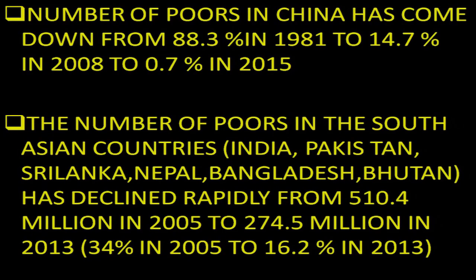Then the number of poor in the South Asian countries like India, Pakistan, Sri Lanka, Nepal, Bangladesh, Bhutan has declined rapidly from 510.4 million in 2005 to 274.5 million in 2013. That is 34% in 2005 to 16.2% in 2013.